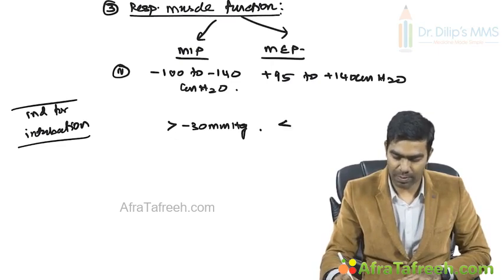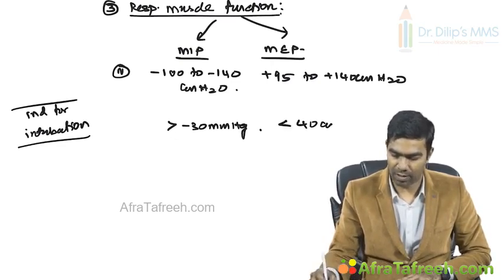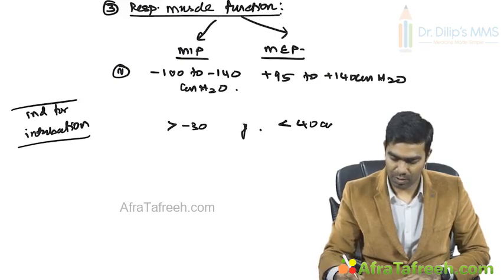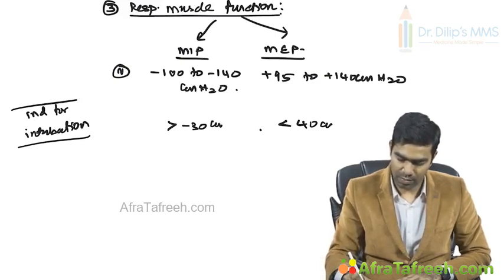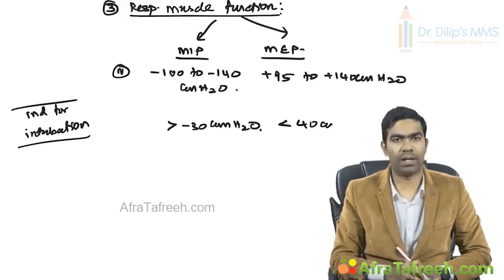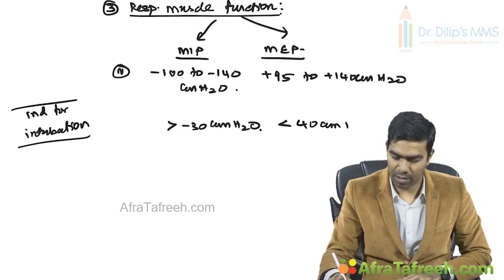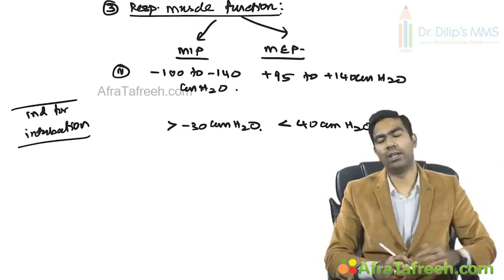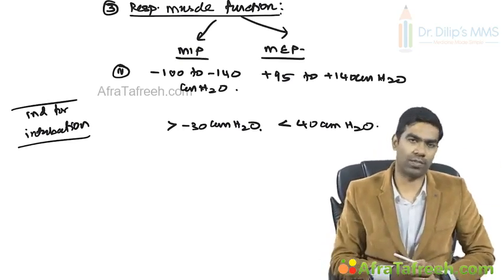And similarly, if the maximal expiratory pressure is less than 40 centimeters, sorry, I was writing millimeters of water. Let me put centimeters of water. Similarly, if the maximal expiratory pressure is less than 40 centimeters of water, which means you are not sufficiently achieving that maximal expiratory pressure, again it's an indication for intubation.